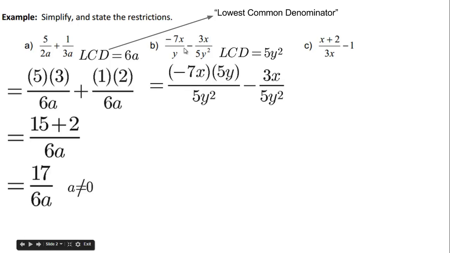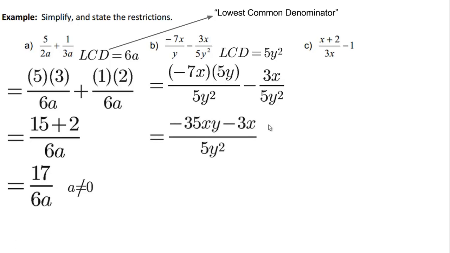So we got the top here, negative 7x multiplied by 5y. The bottom denominator is 5y squared. Here we just leave it 3x. Pushing everything together, realizing that negative sign is going to play a key role later, so just be careful with that negative sign. We got negative 35xy minus 3x.